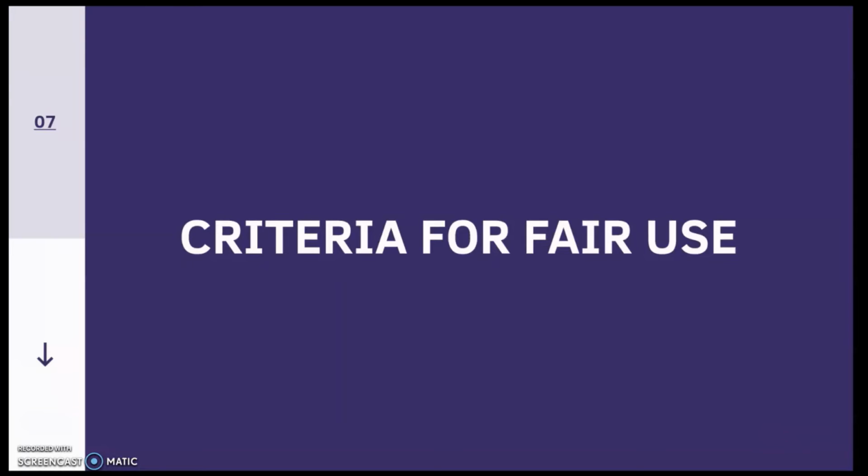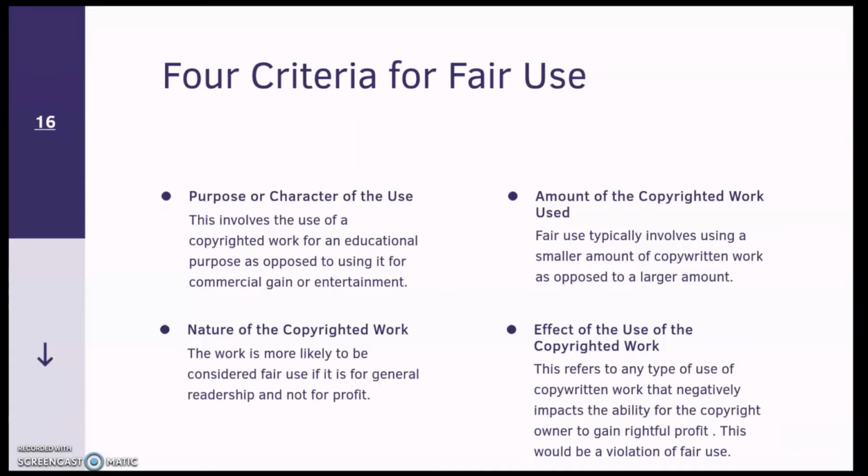Criteria for fair use. So there are 4 criteria for fair use. The purpose or character of the use. This involves the use of a copyrighted work for an educational purpose as opposed to using it for commercial gain or entertainment.